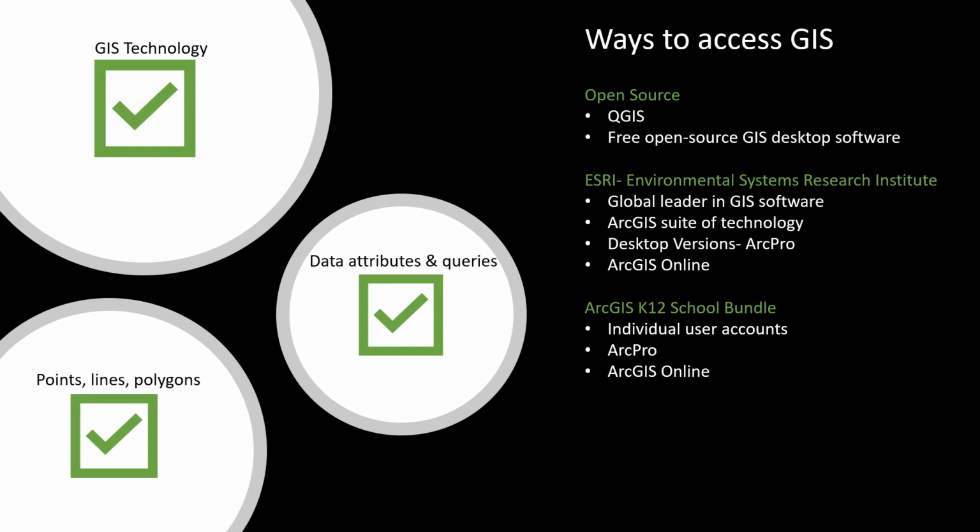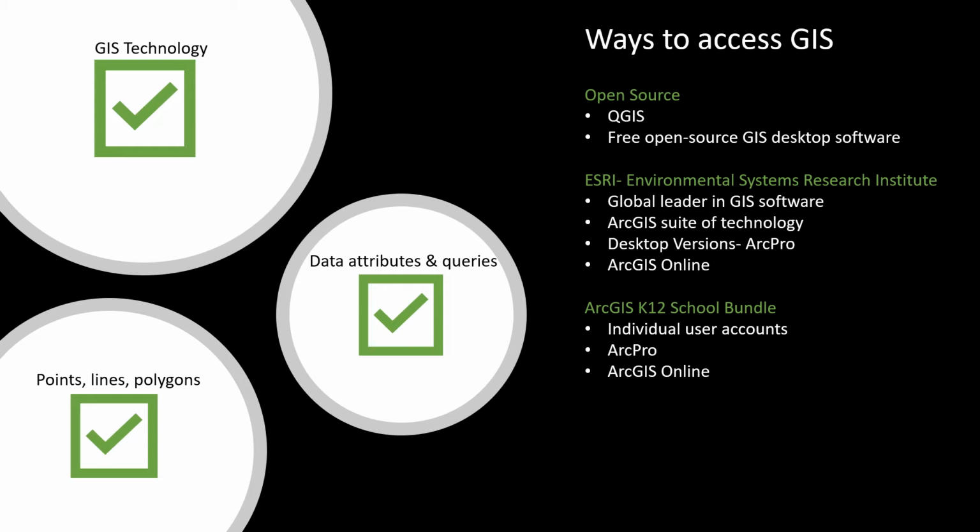And lucky for everybody, there's online or web versions that don't require any software downloads or a strong computer that can handle processing, because all of that processing is done on the cloud, right? And that's through ArcGIS Online. Now, lucky for you guys, as members of the Green Zone AZ program, we've helped to get your school hooked up with the ArcGIS K-12 school bundle.